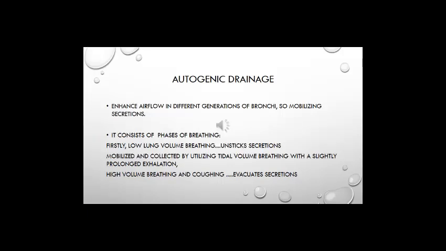We also have autogenic drainage, where we enhance airflow in different generations of bronchi, so mobilizing secretion. It consists of phases of breathing. Firstly, low lung volume breathing unsticks the secretions, which are mobilized and collected by utilizing tidal volume breathing with a slightly prolonged exhalation. Then high volume breathing and coughing evacuates the secretions.